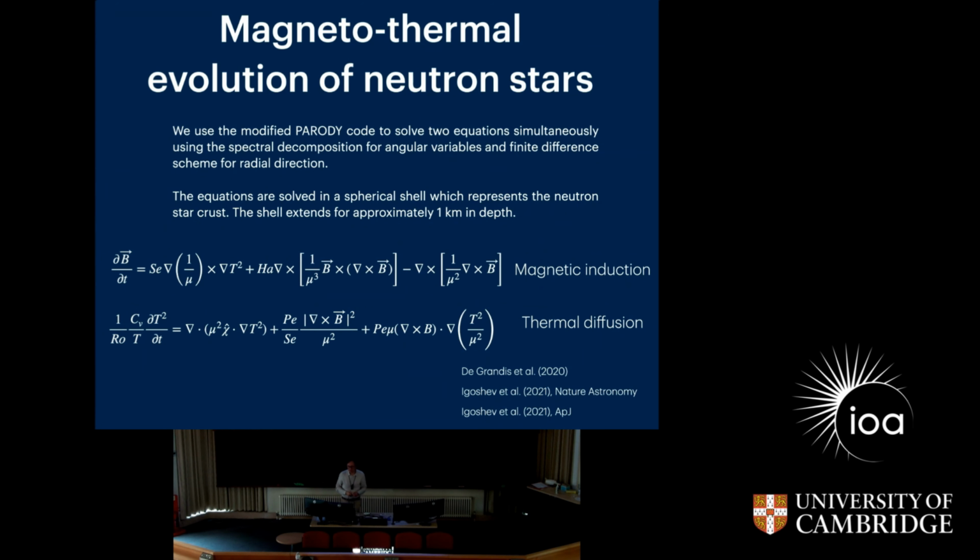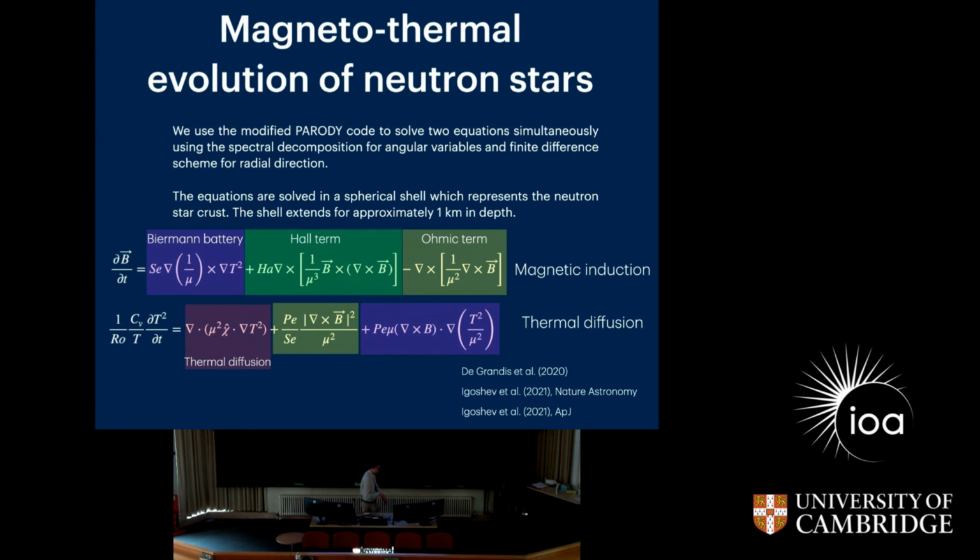So we solve magnetic field evolution as well as the thermal diffusion equation in the crust of the neutron star using a code called PARODY. It's a spectral code, so we expand the magnetic field into spherical harmonics at each radius within the crust, and it's a finite difference in the radial direction. These are the two equations which we are solving. There are many terms here, so I will slowly go through different terms and introduce their importance.